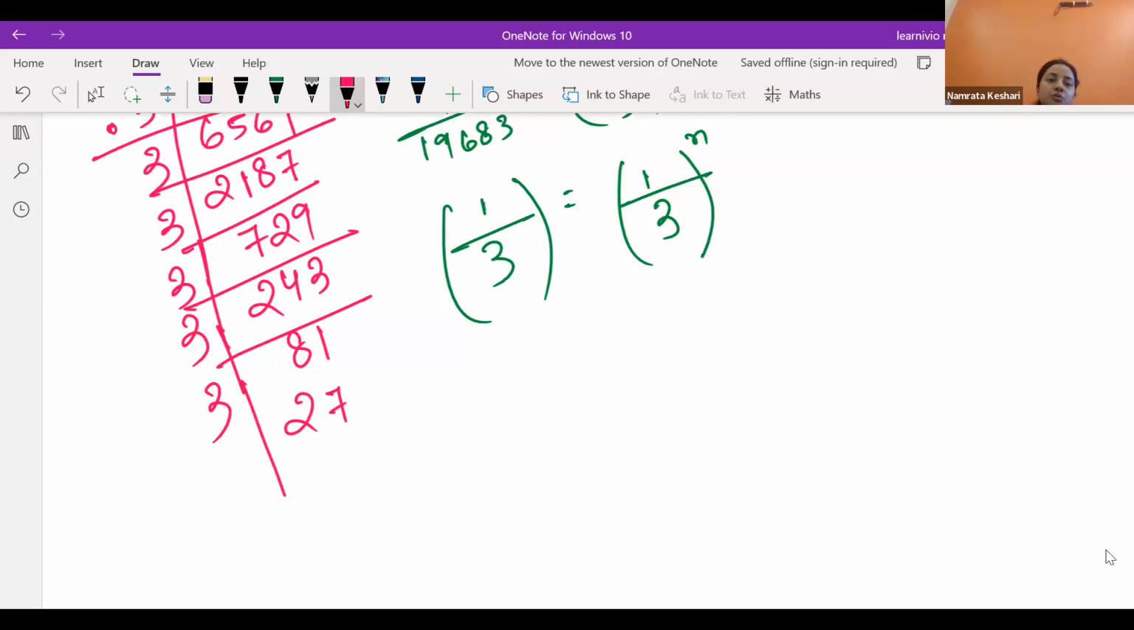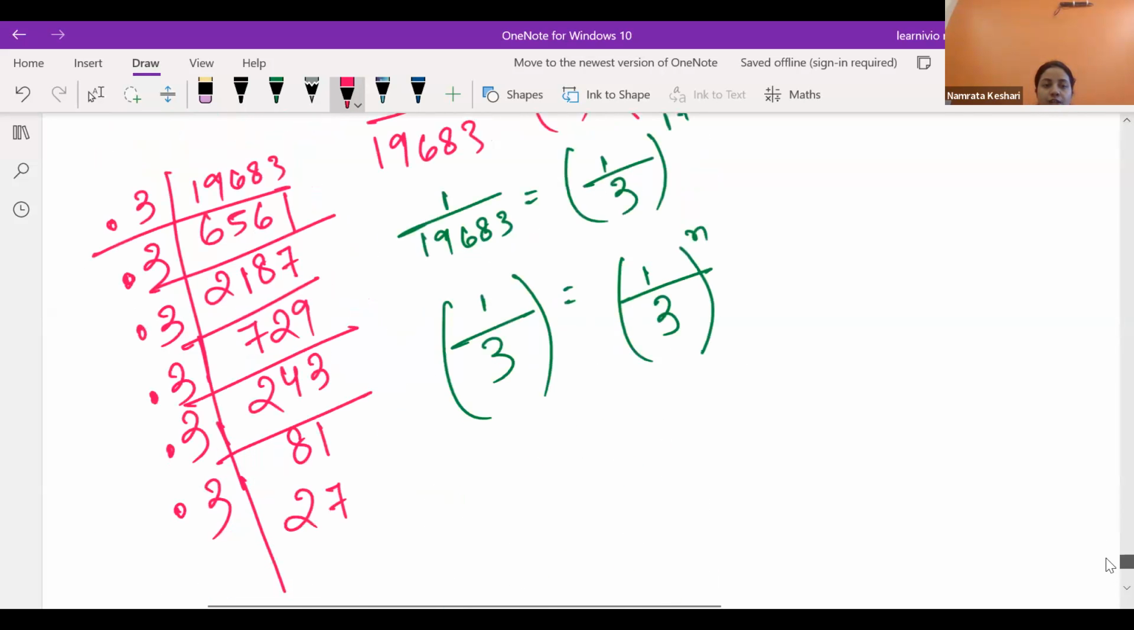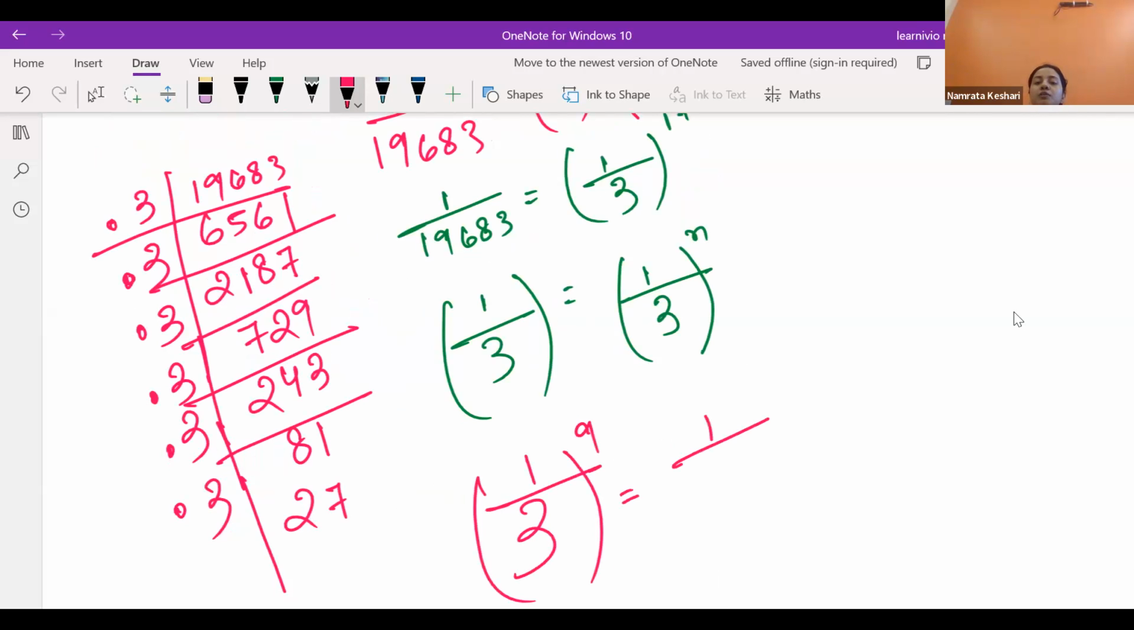1, 2, 3, 4, 5, 6, 6 here and 3 more, 7, 8, 9. Just a moment. 1, 2, 3, 4, 5, 6, yeah, 7, 8, 9. So we can write it as 1 by 3 to the power 9. And how easily, by comparing the exponent, we are getting the value. Yes, ma'am. Very possible. N is 9.